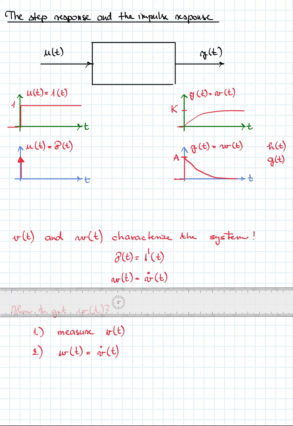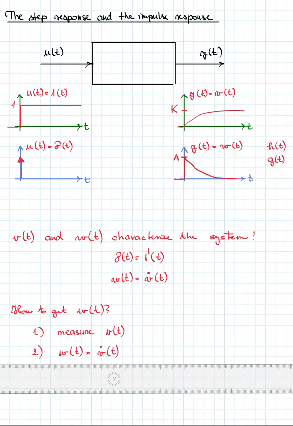But in the future, in the next video, we are going to use the impulse response function w of t. We need w of t to characterize the system. And this is why we need it. We need to measure it. But in real life, we cannot measure it. But a normal question is arising. How to get w of t if we cannot measure it?